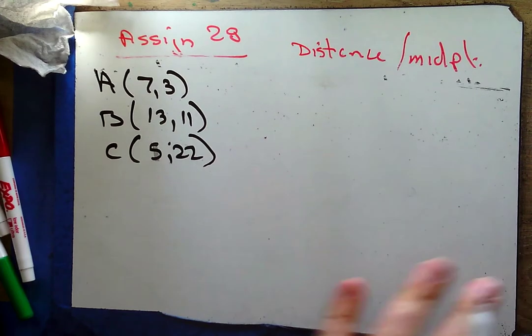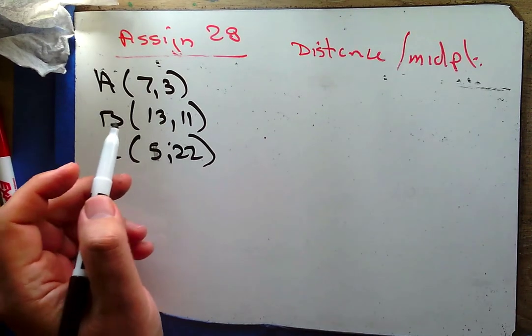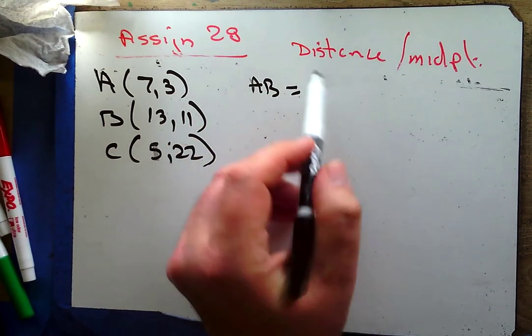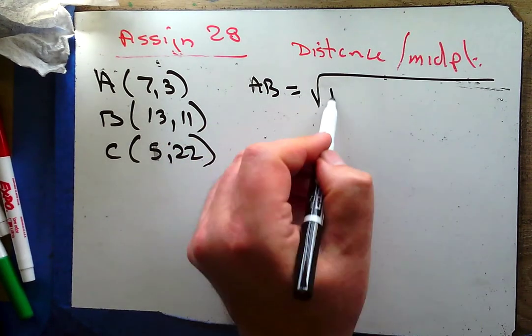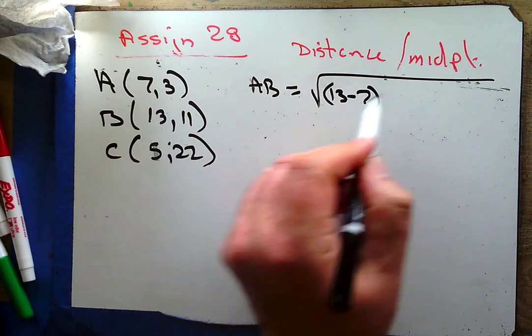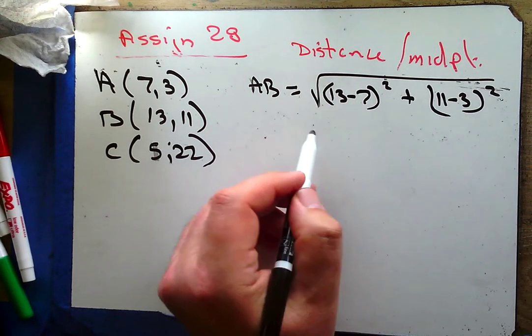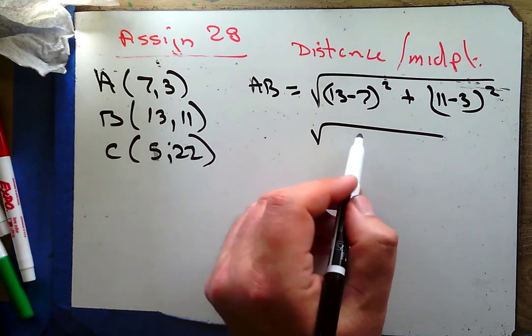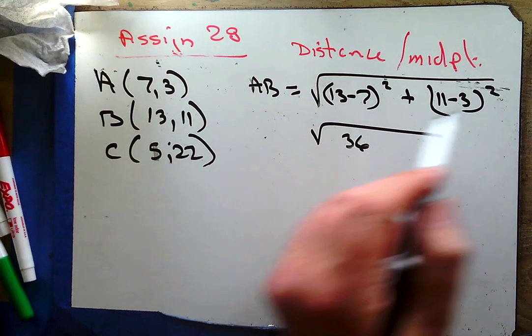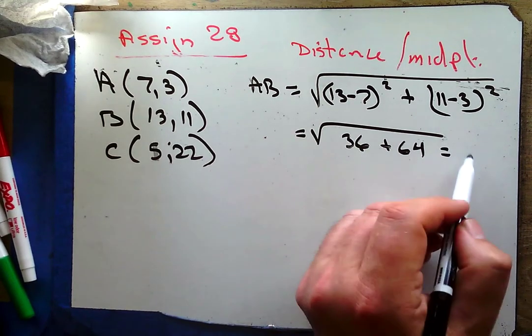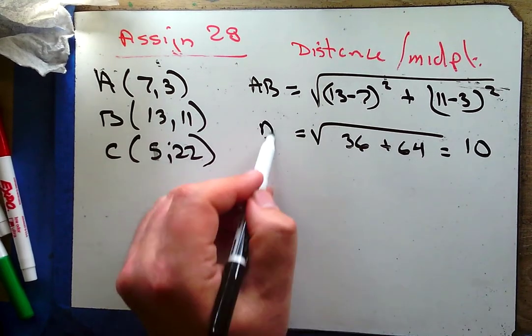So, I guess I'm going to have to find those side lengths, huh? AB is the square root of 13 minus 7 squared plus 11 minus 3 squared. That's going to be 6 squared, or 36. This is going to be 8 squared, or 64. 36 and 64 is 100, and the square root of 100 is 10.